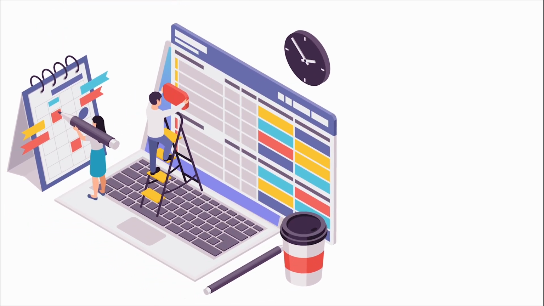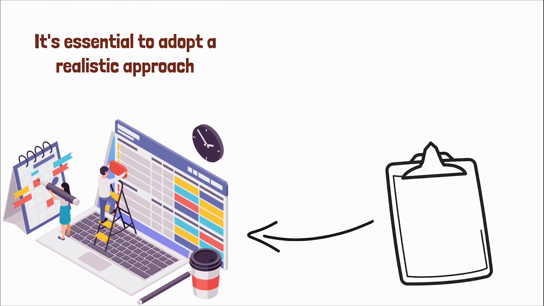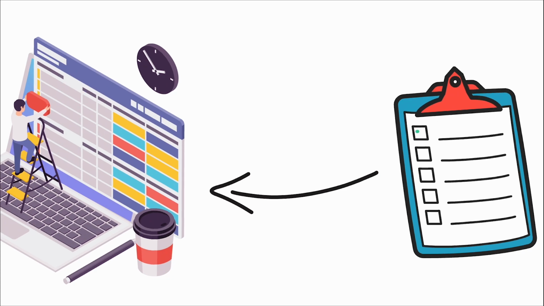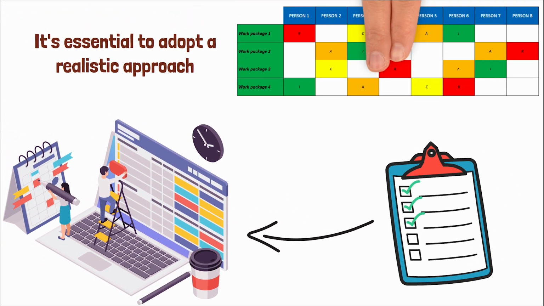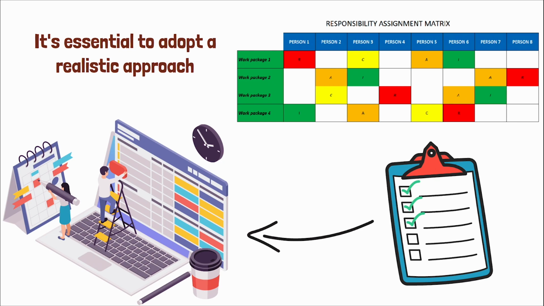When planning a project schedule considering resource constraints, it's essential to adopt a realistic approach. This starts with identifying all the project tasks and breaking them down into work packages. From there, we can consider which resources are needed for each task, how much of each resource will be required, and when. This is where the beauty of a responsibility assignment matrix, RAM, comes into play.